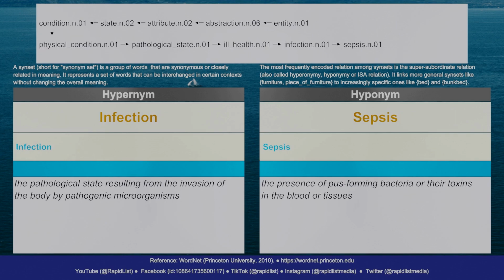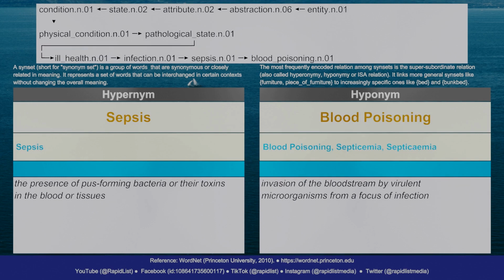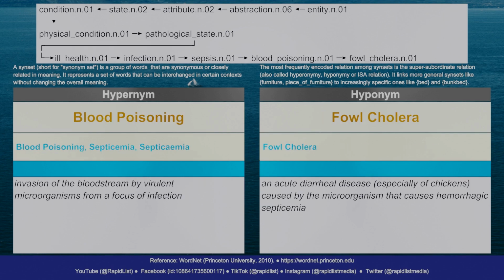Sepsis. The presence of pus-forming bacteria or their toxins in the blood or tissues. Blood poisoning. Invasion of the bloodstream by virulent microorganisms from a focus of infection. Foul cholera. An acute diarrheal disease, especially of chickens, caused by the microorganism that causes hemorrhagic septicemia.